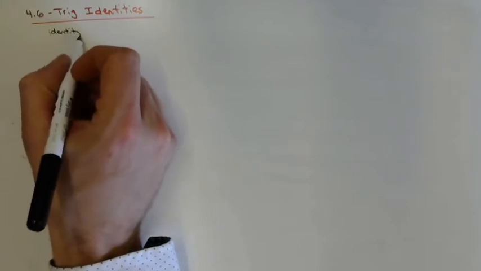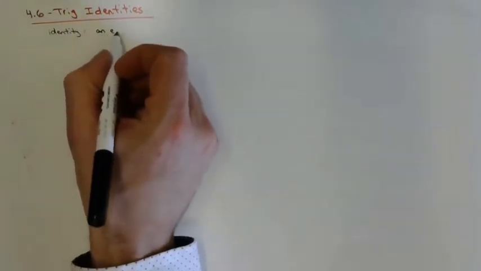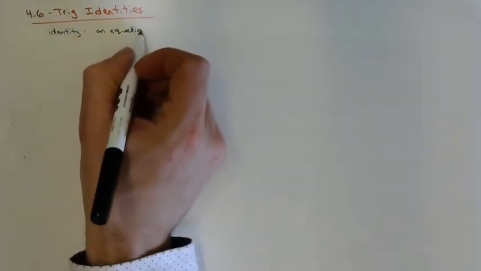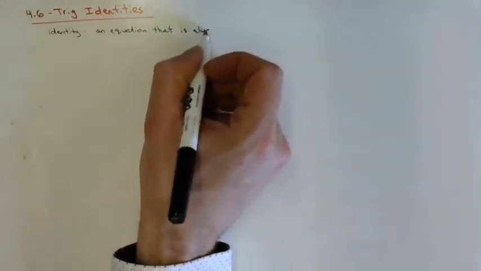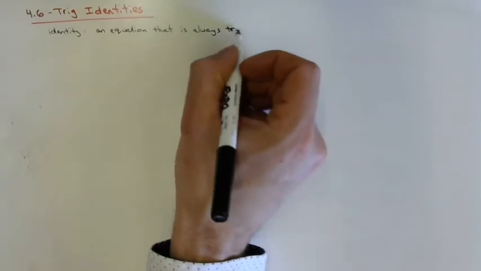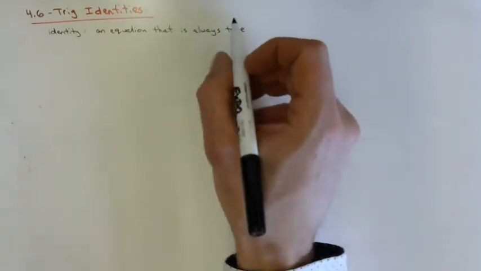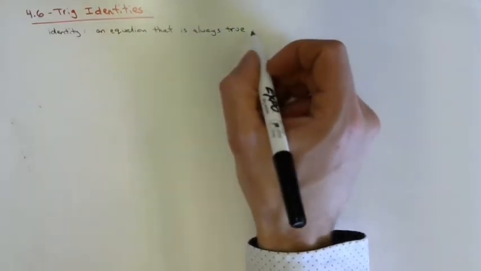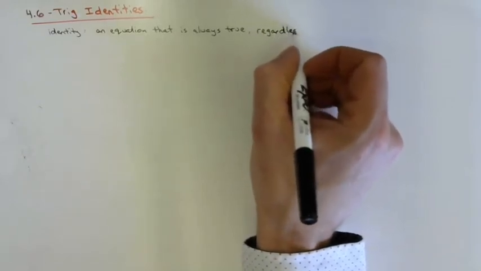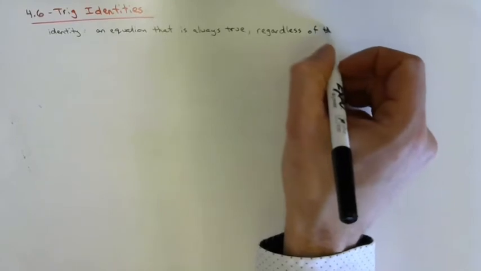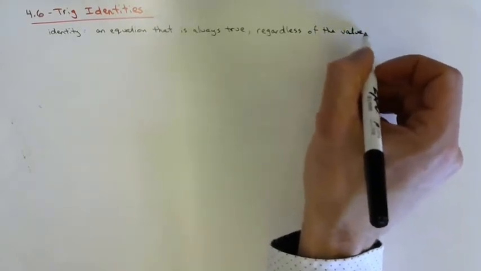Identity. An equation that is always true, regardless of the value of the variable.